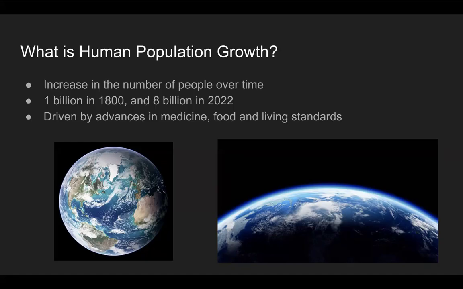The global population just passed 8 billion people in 2022. To put that in perspective, just 50 years ago, it was only around 4 billion. And this is also driven by advances in medicine, food, and living standards. So, yeah, that's double in just a few decades. But how did it get this way? Let's look at how population growth has changed through history.